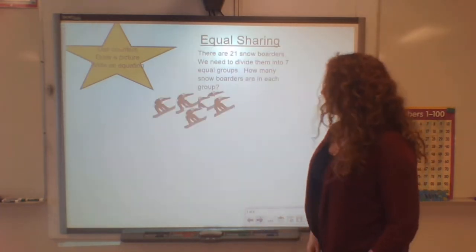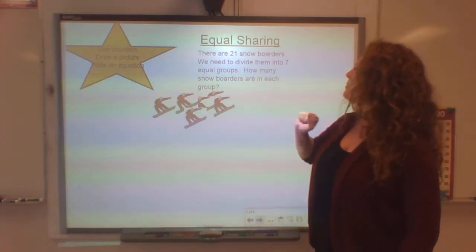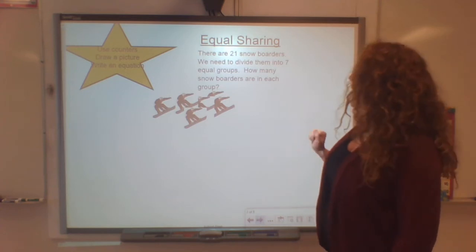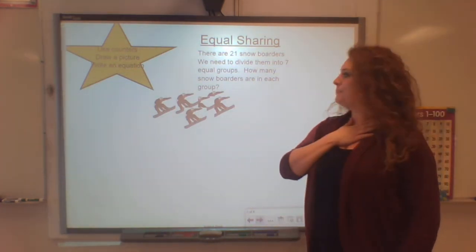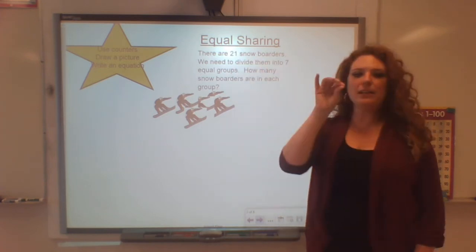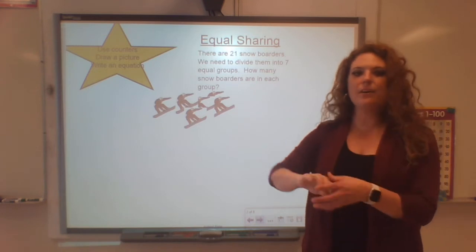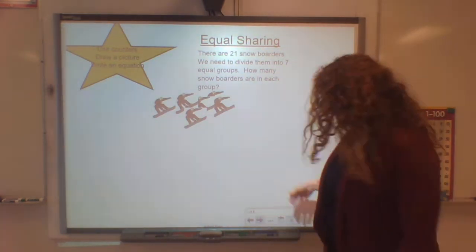Okay, next one. Here's another question. There's 21 snowboarders, and we need to divide them into 7 equal groups. How many snowboarders are in each group? Now, again, I know there are 21 snowboarders. If you were doing this, you were going to get 21 counters, count them out, push them aside. Now I'm going to make 7 equal groups.